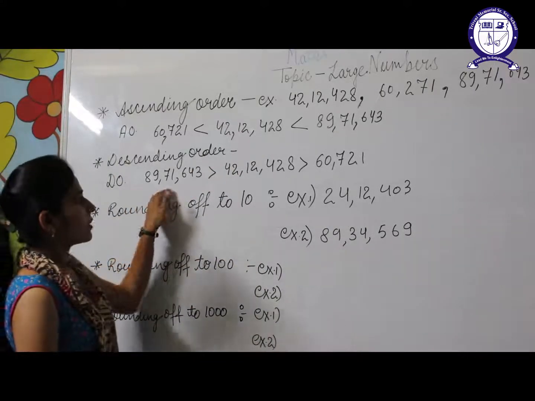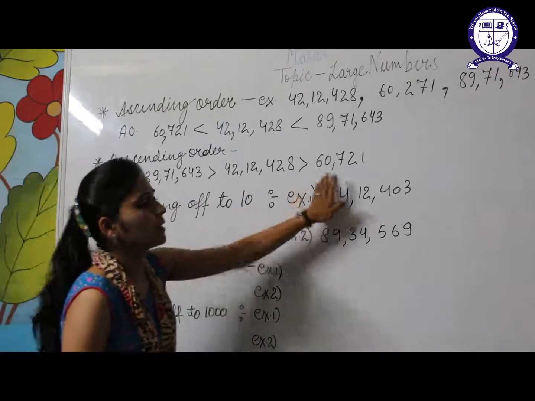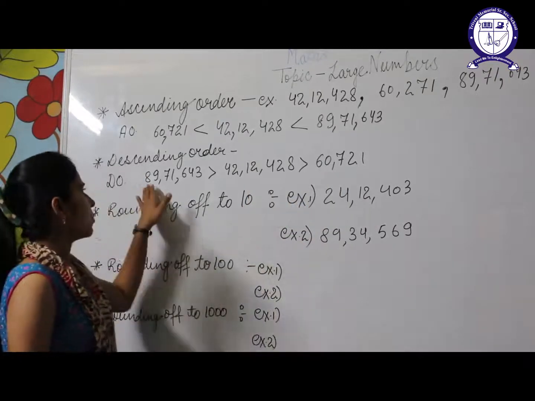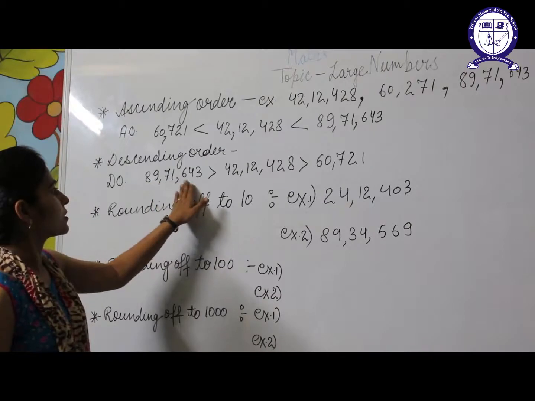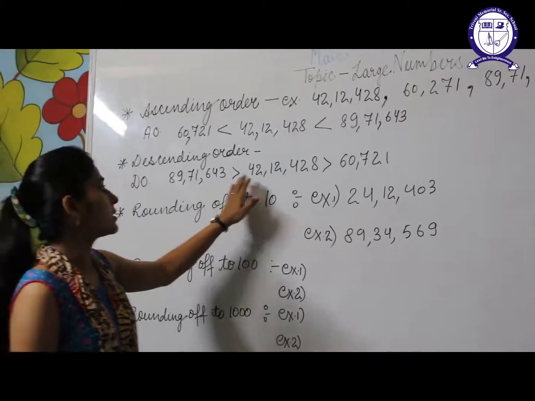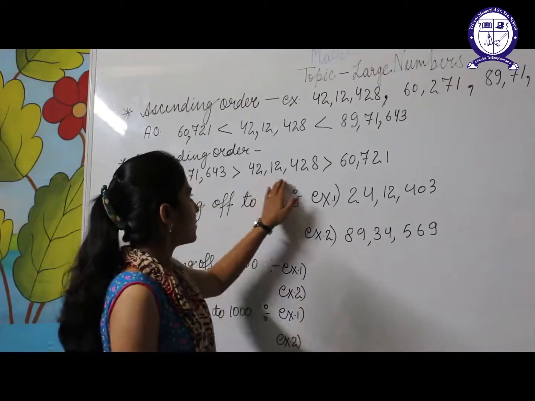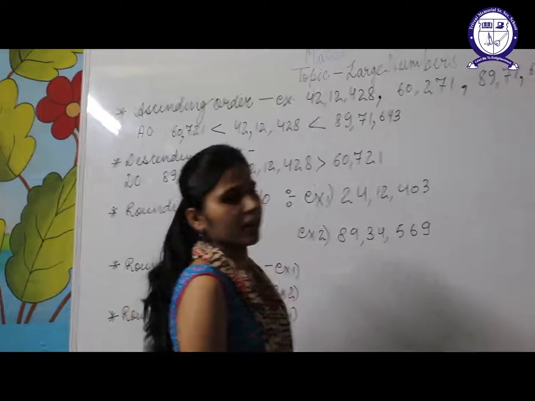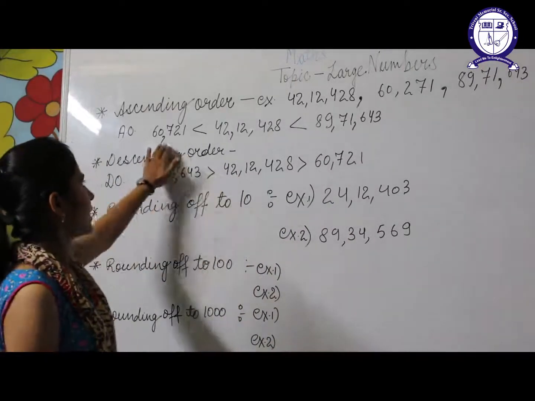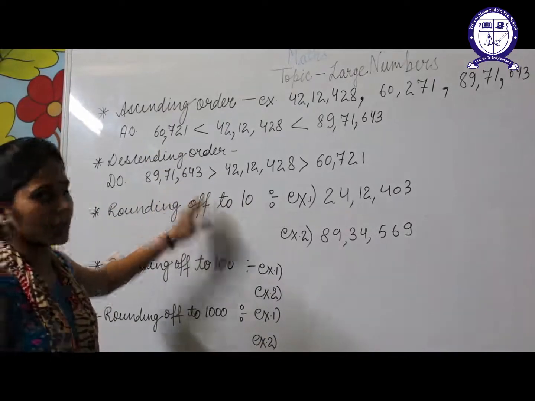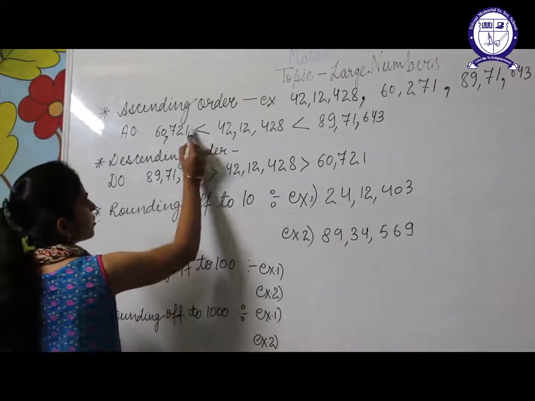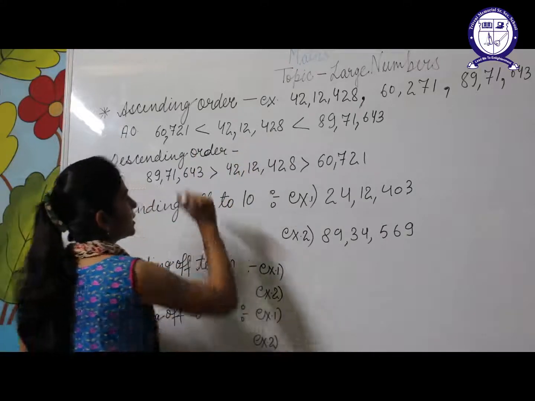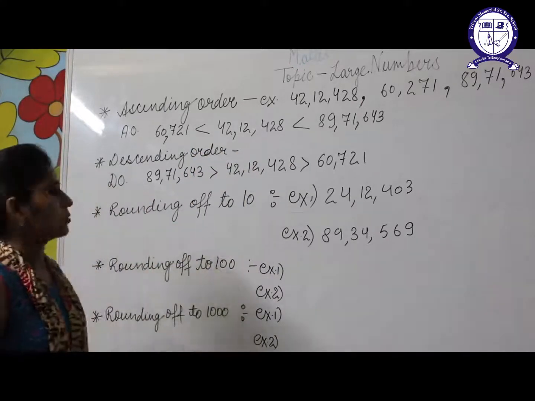And in descending order, this order will be reversed. So the greatest one will be first, then smaller than that, and at last the smallest. So 89 lakh 71,643 will be written first, then 42 lakh 12,428, then 60,721. So this is the ascending order and this is the descending order, students. And take care of the sign also. The number which is greater, the bracket will be open at that side, students.